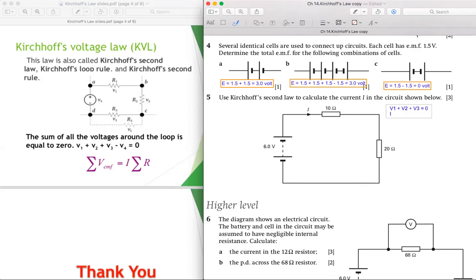V1 is I times R, yeah, 10. This is V1. And V2, yeah, is still I but times with 20. And we see this is coming from negative because the short one is negative. This is negative and this is positive. Also this is negative and this is positive. So the sign here is negative 6.0. So equals to 0.